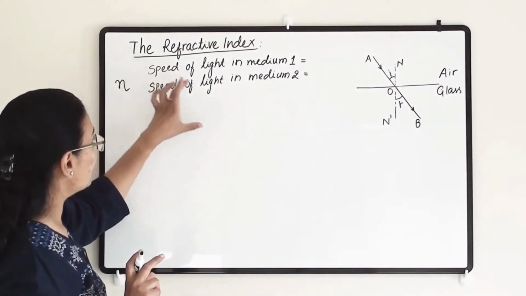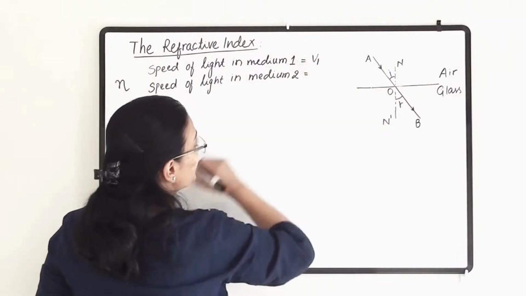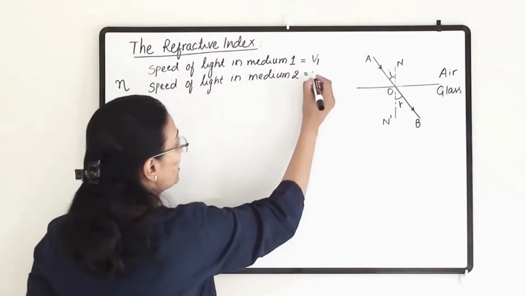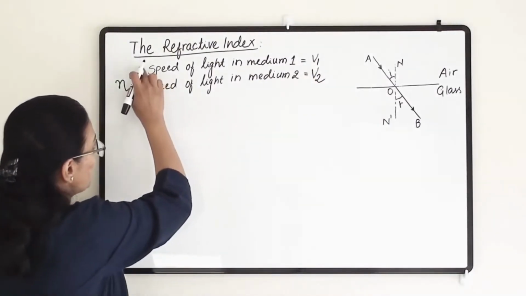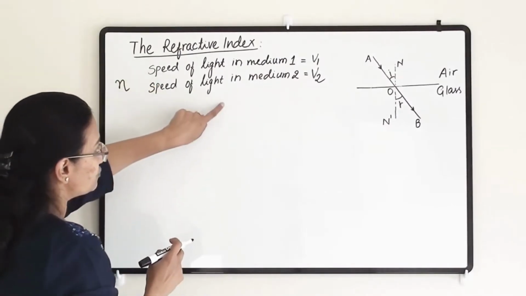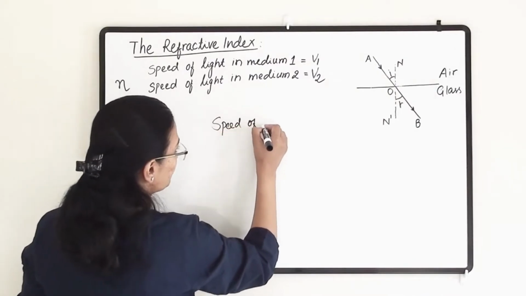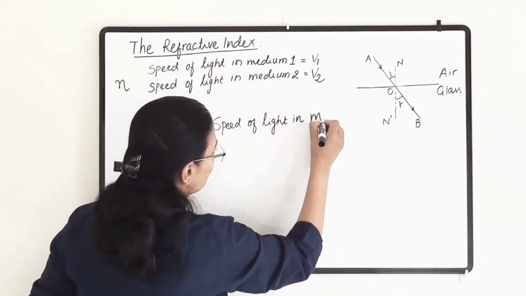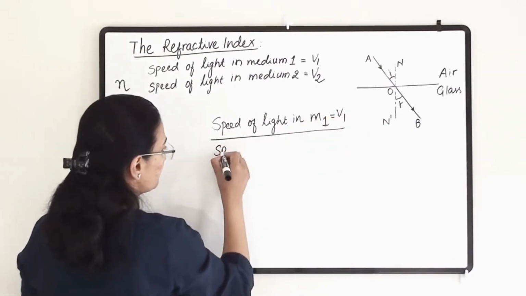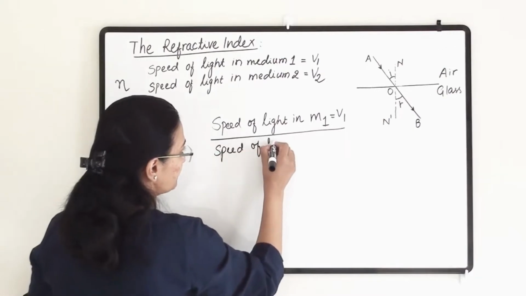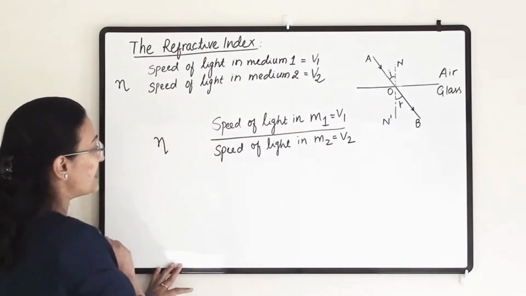Now when we take the ratio of these two, the speed of light in medium 1 is V1, whereas the speed of light in medium 2 is V2. So first we take the ratio V1 by V2. In the numerator we write the speed of light in medium 1, which is V1, divided by the speed of light in medium 2, which is V2. Now this is our refractive index.